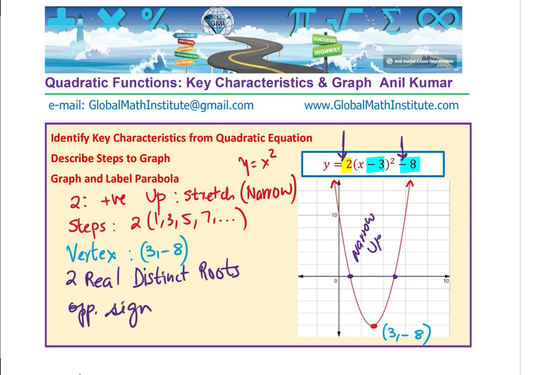Now, the other thing is increasing, decreasing intervals. So you can see very clearly that the graph decreases, right? And then the graph increases. And the critical point to look at is always the vertex. So from minus infinity to 3, it decreases, and then from 3 to infinity, it increases. Perfect. So with that, we know all these parameters.